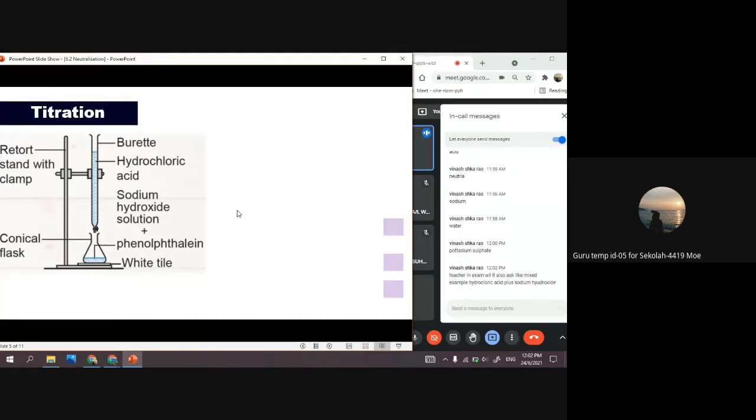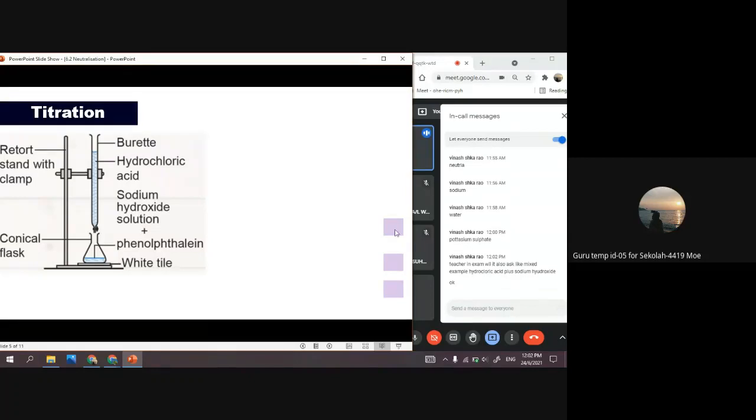okay, Vinash ask in the chat, teacher in exam will it also ask like mix example hydrochloric acid plus, yeah. It is possible, okay? It is possible to be asked in the exam.